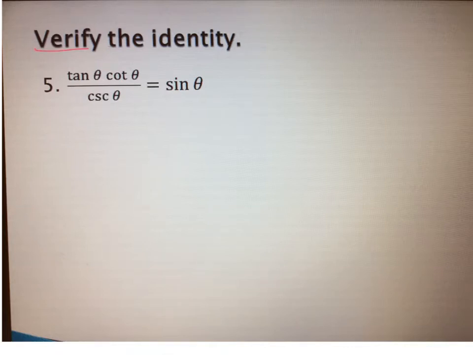We're going to verify this identity, start with the more complicated side, and also look at what our goal is. We're trying to get just sine on one side. So maybe it would be a good idea to express everything in terms of sine and cosine, hoping that something will cancel. So I'm going to start there.